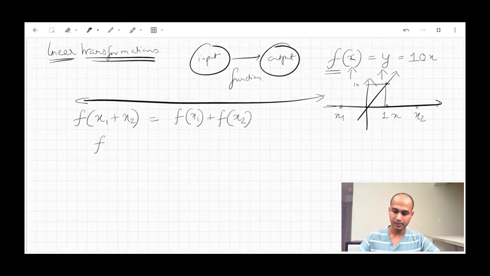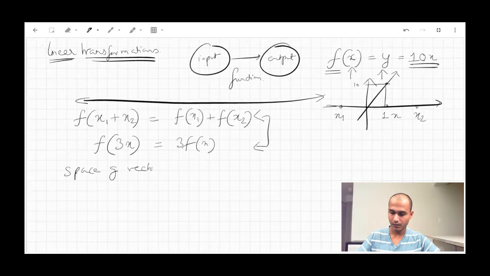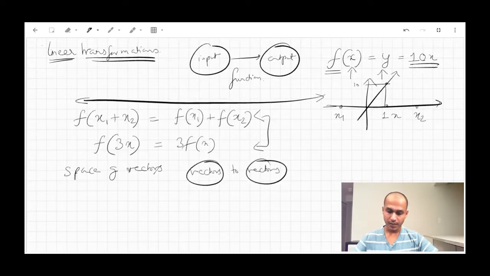And there's also another property, which is that this function would be linear if f of, let's say, some number 3 times x is the same as 3 times f of x. And you can see that both these properties are satisfied by this function 10x. And so 10x is a linear function on the real line. Similarly, we have linear functions in the space of vectors. These transform vectors to vectors, right? Inputs are vectors, outputs are vectors, and they also have these two properties.